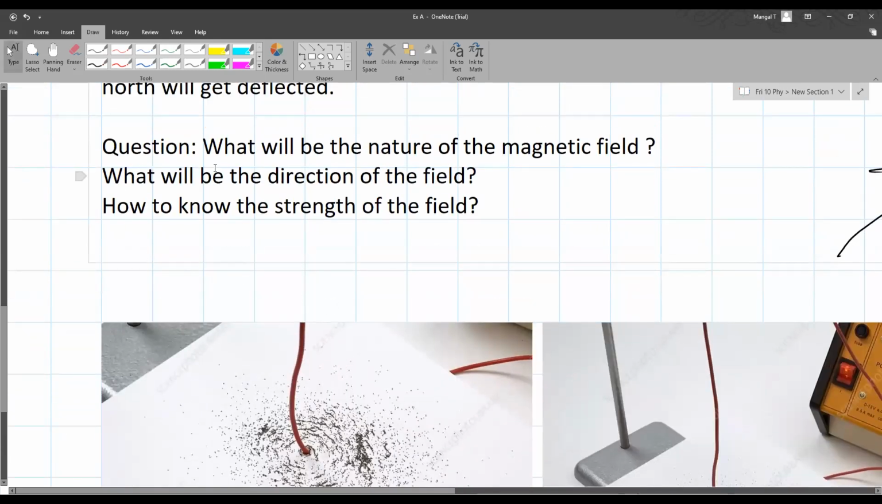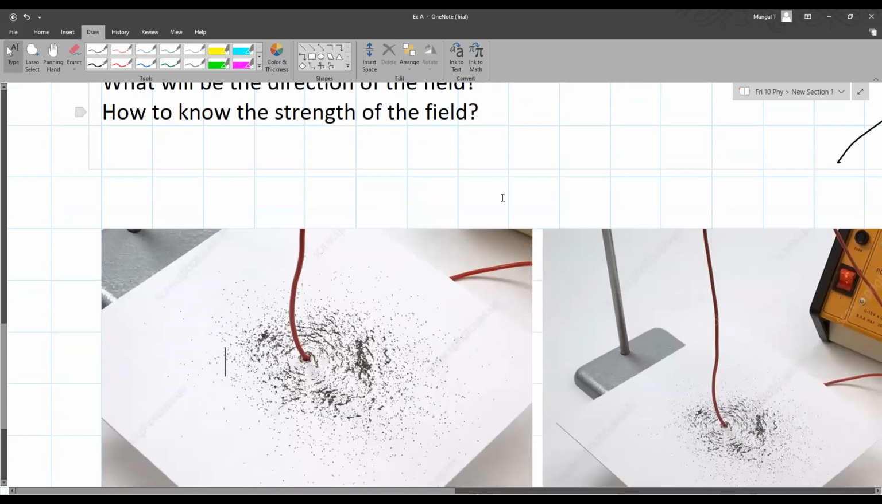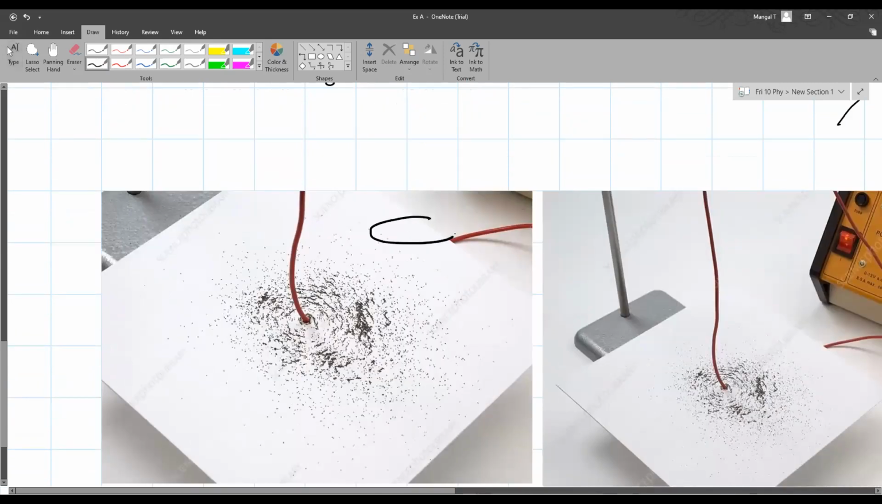Then to answer the next question, what is the direction of the field? When we have a circular kind of magnetic field, we are left with only two choices. The magnetic field can be this way, or the magnetic field can be this way. So how to determine the direction? There is a rule for that, and I am going to show you that rule. This particular rule is called the right hand thumb rule.